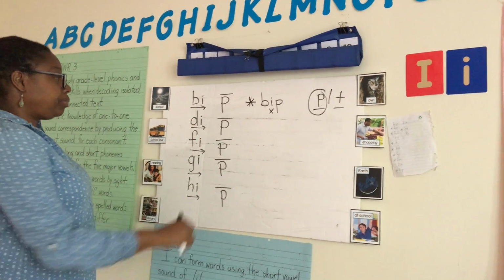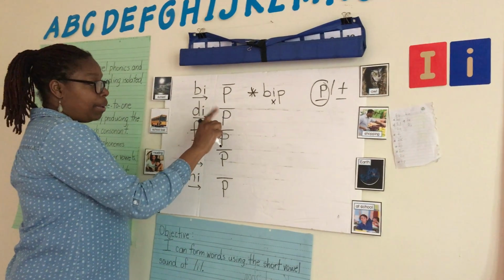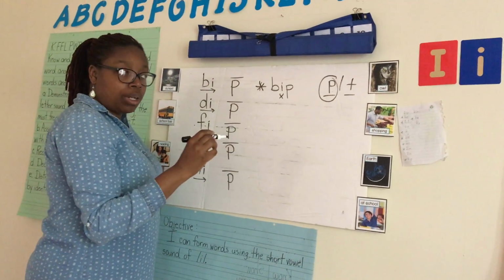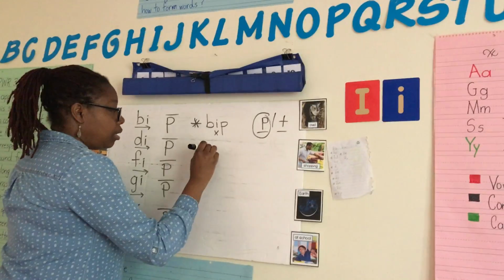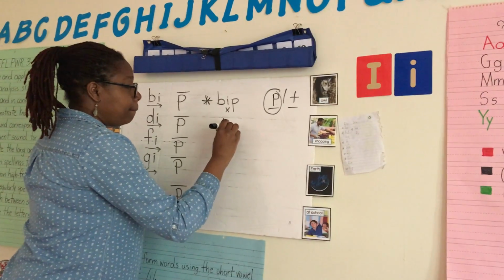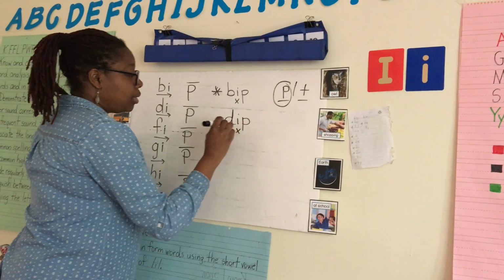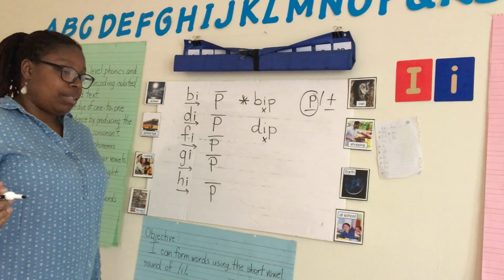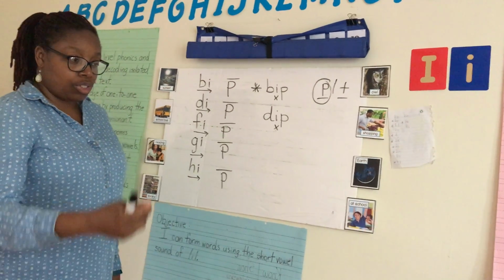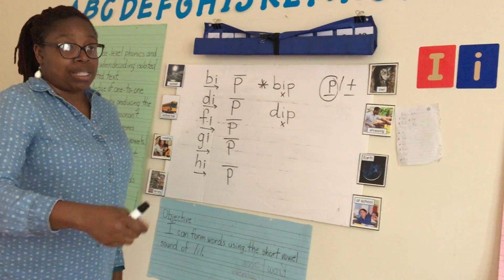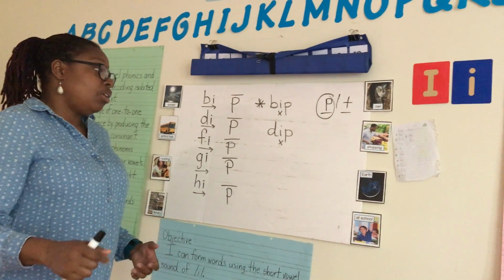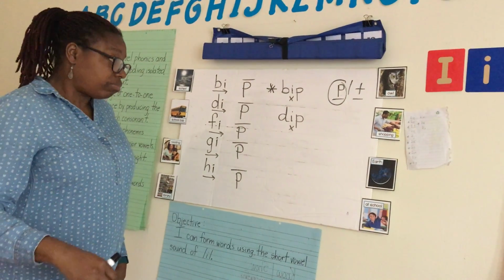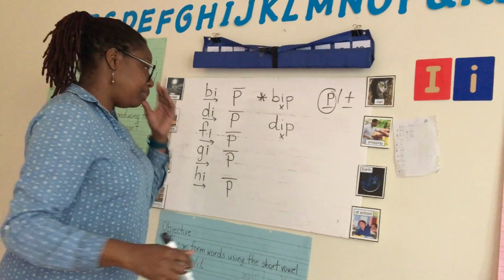So the next one, dip, and it's going to form the word dip. I'm going to mark the vowel with an I. Now, dip is a multi-meaning word. Dip can be a substance that you use to dip a chip into, some type of dip. You can dip something in water. You can dip yourself in water. Dip is a multi-meaning word.